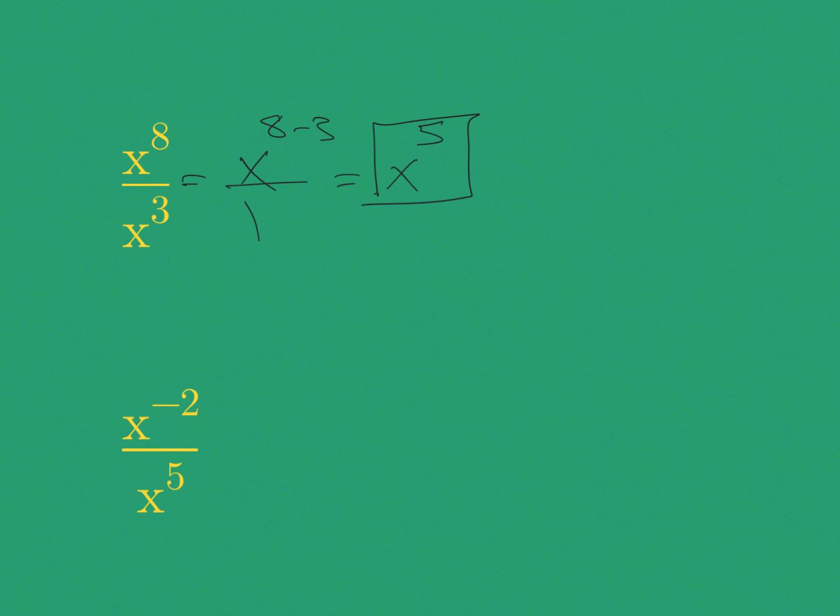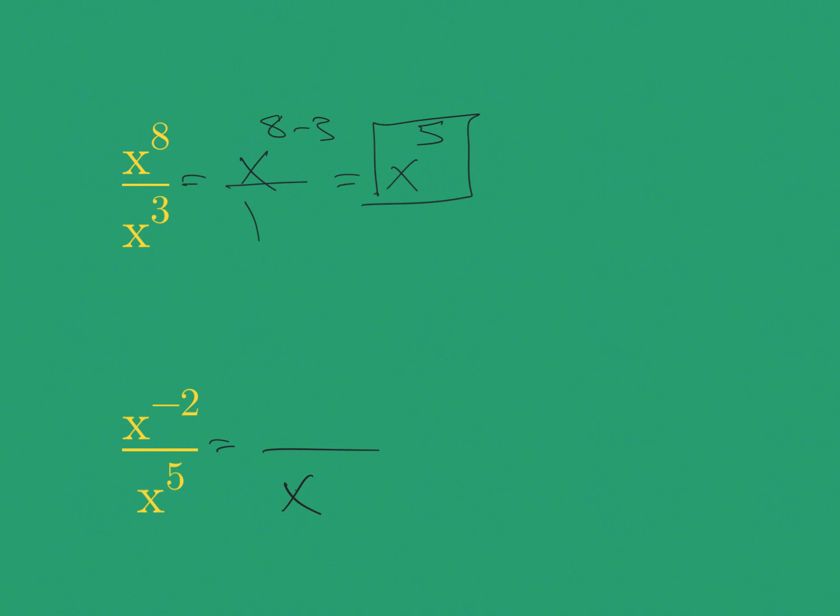All right, take a look at the next one. X to the negative 2nd divided by x to the 5th. Where's your largest x at? This time it's on the bottom, so here's what we're going to do. We're going to hold the x's on the bottom, okay? That's where your largest x is. That's where your largest exponent is, so hold it there on the bottom.